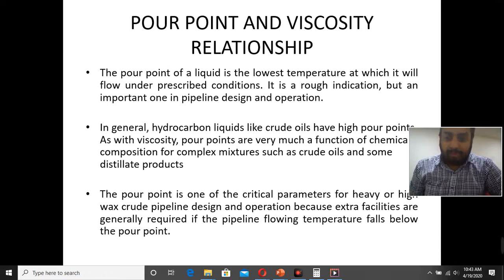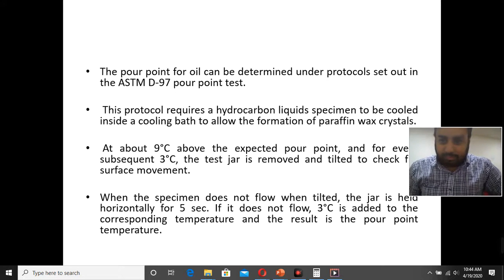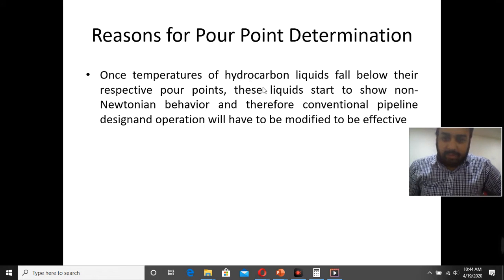And why do we want to know this property? This property is more important, as you can see here, for heavy crude oil or waxy crude oil pipelines, because we need more energy and extra care, and we have to make sure the temperature is above the pour point so the fluid can flow. How do we determine the pour point? There is an ASTM method, D97, a simple method to know the pour point of crude oil. Why do we need to know? Because we have to maintain the pipeline above this temperature.